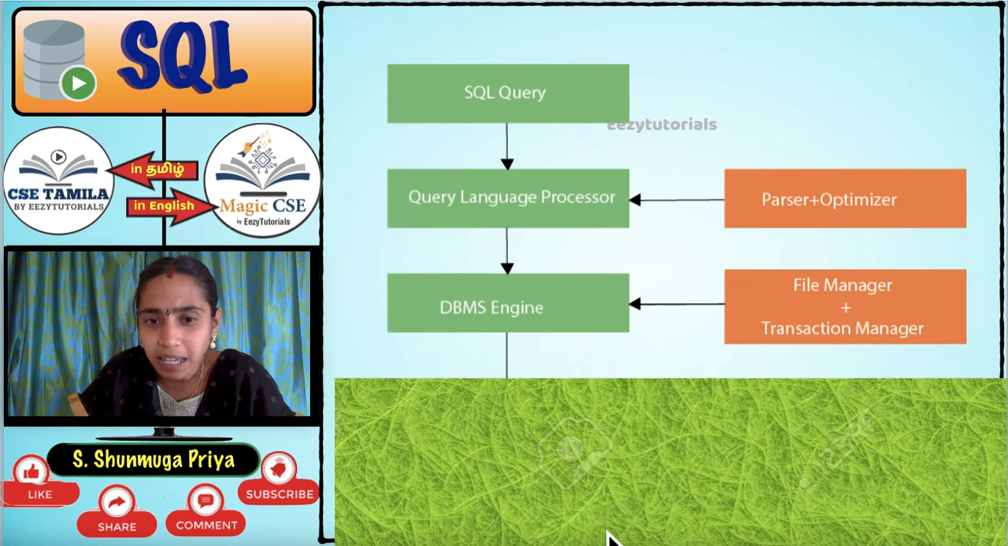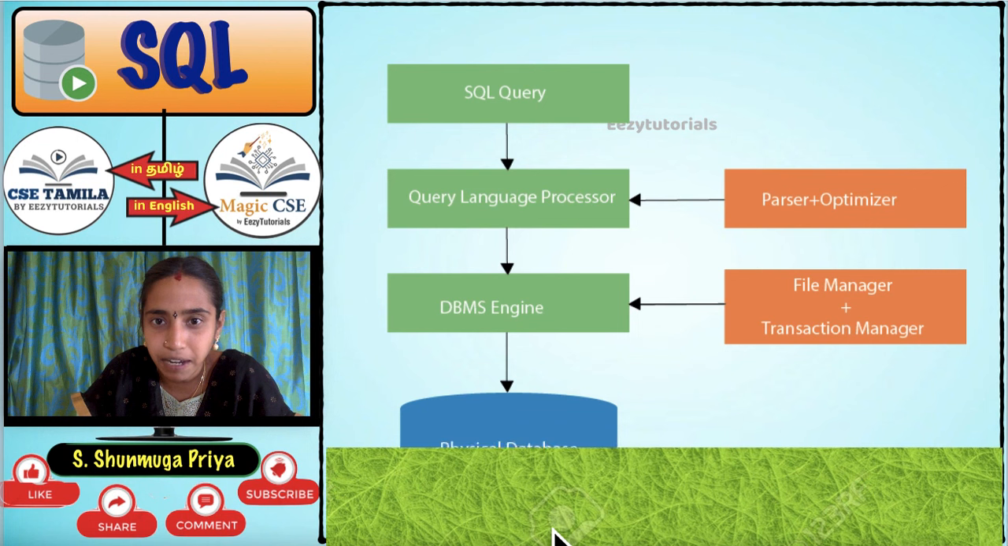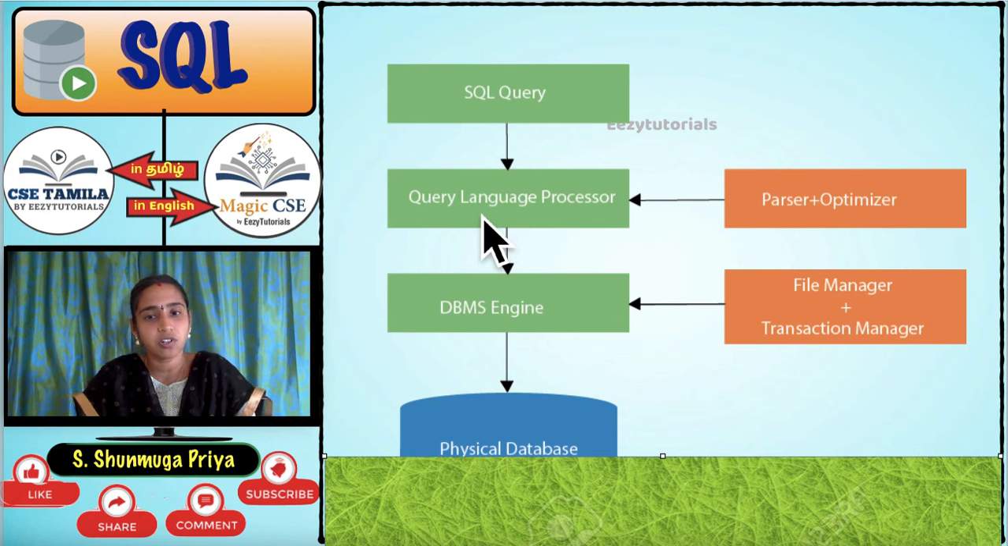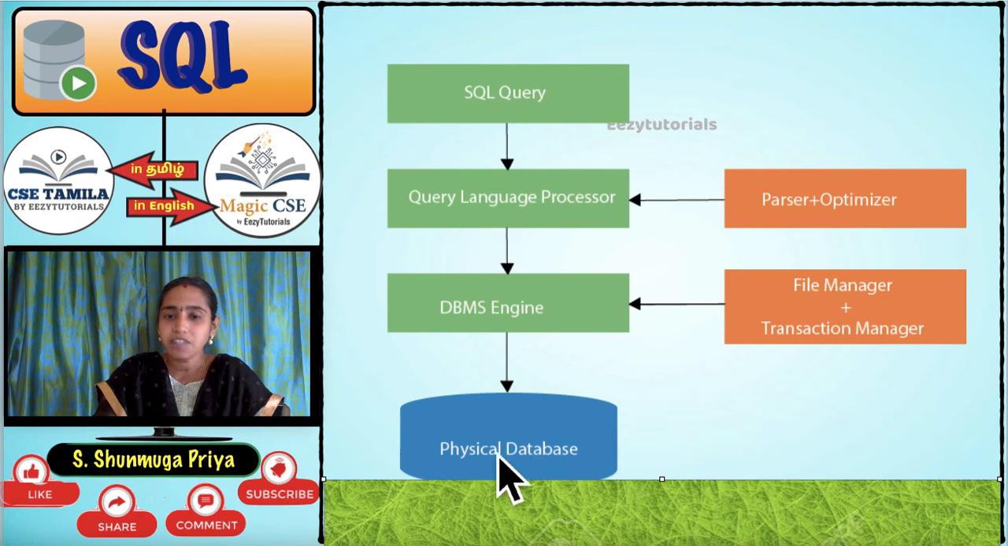Whenever you type an English-like instruction, that is a query or a SQL command, and it will be processed by a query language processor. You can also call it the query processor or query engine. It will process the query, and a DBMS engine will actually communicate with the original database where the data is stored physically. With that it will communicate and give you the result. You call the result a result set.